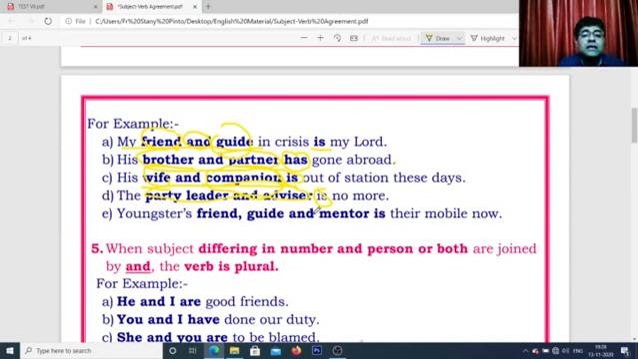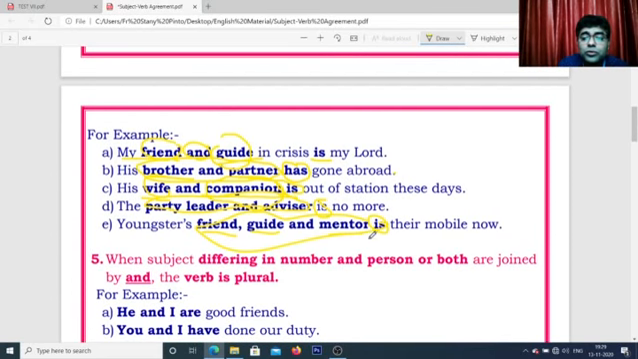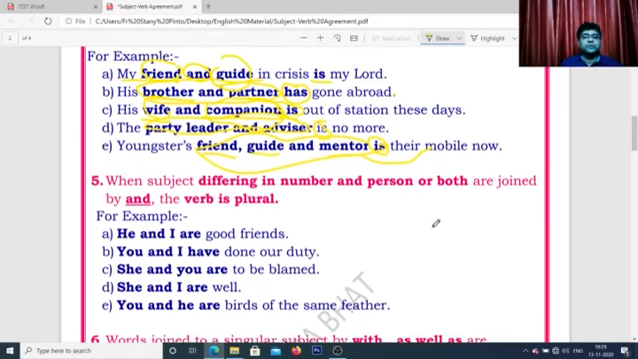Youngsters, friend, guide and mentor is their mobile now. So, mobile plays multiple roles here. Which are the roles? It's also a friend, it's also a guide, and it's also a mentor. But still the helping verb is "is". Why? All these three refer to the mobile. Only one idea. So, singular verb is used.